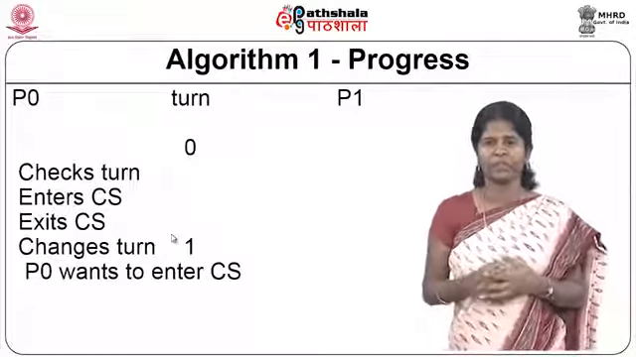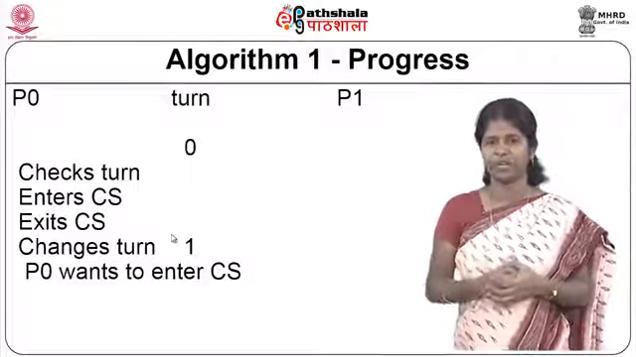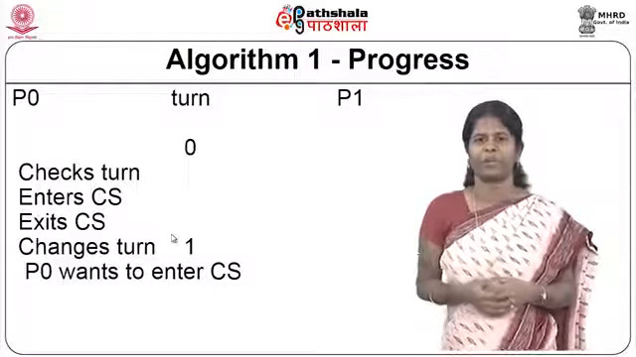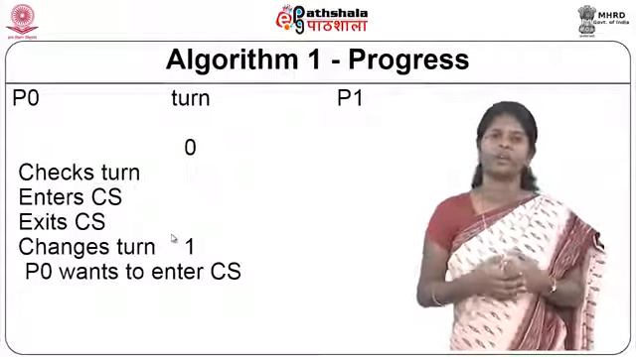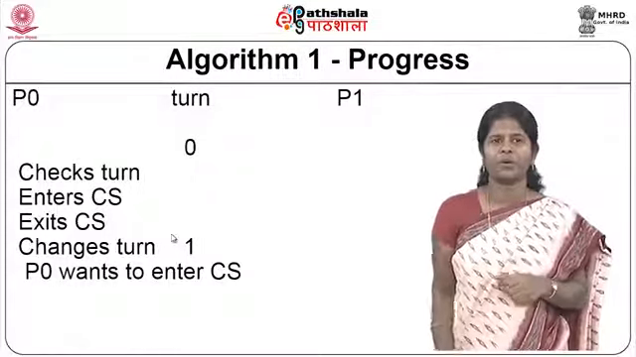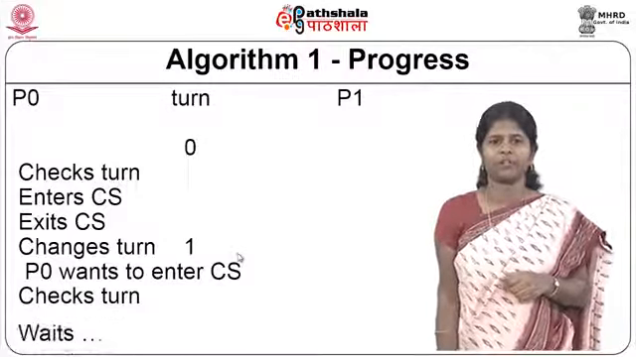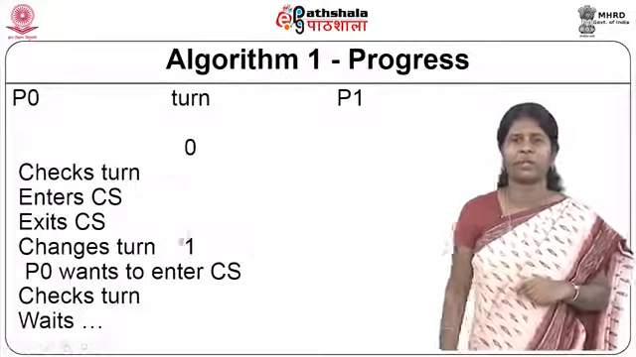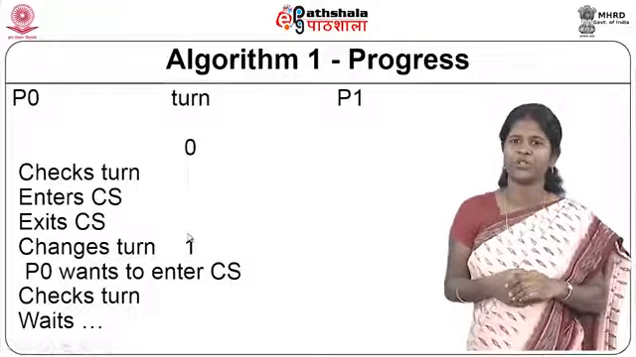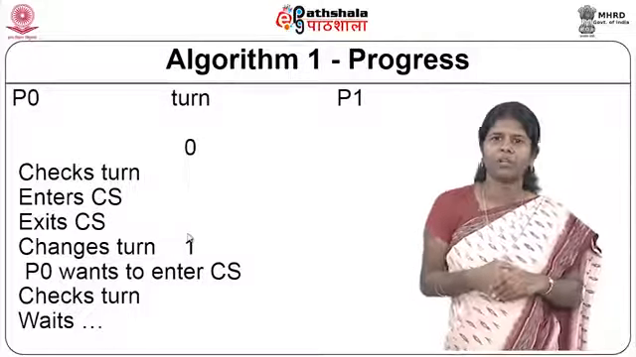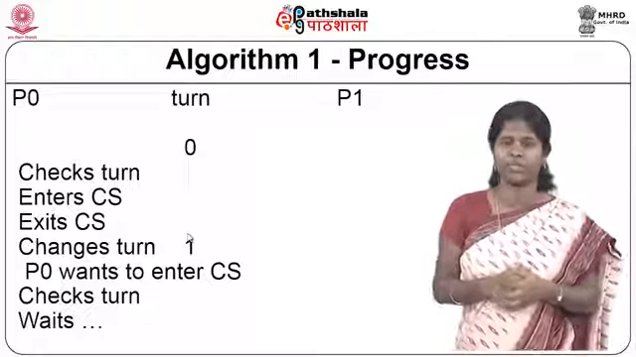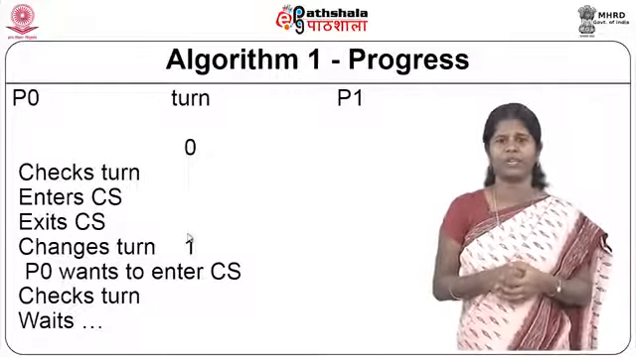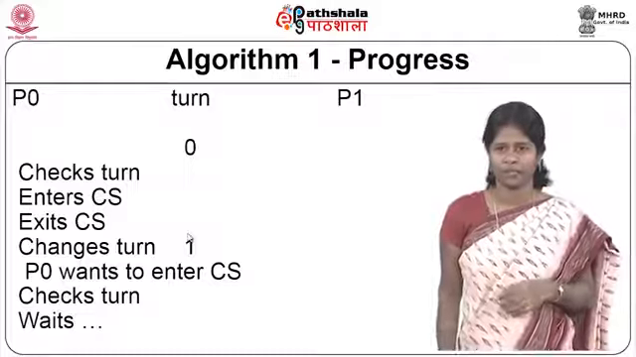So this algorithm satisfies mutual exclusion, but it does not satisfy progress. So this is not a complete solution to the critical section problem. I conclude with this for today's class. We have other algorithms which are solutions to the critical section problem, satisfying all three conditions: mutual exclusion, progress and bounded waiting. That we will continue in the next class.